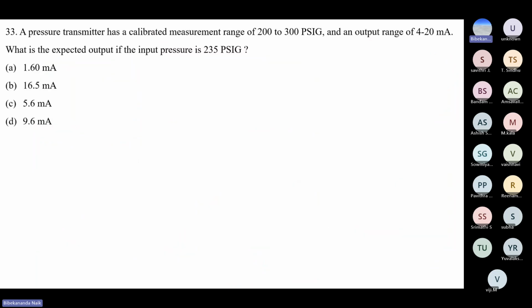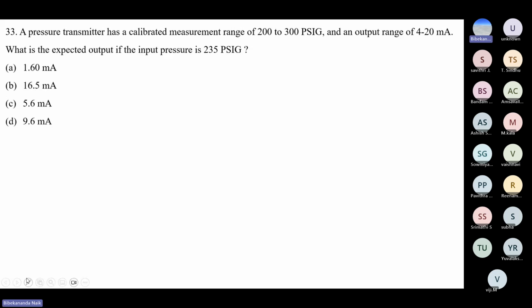So this problem says a pressure transmitter has a calibrated measure range of 200 to 300 psig and an output range of 4 to 20 milliampere. So what is the expected output if the input pressure is 235 psig?